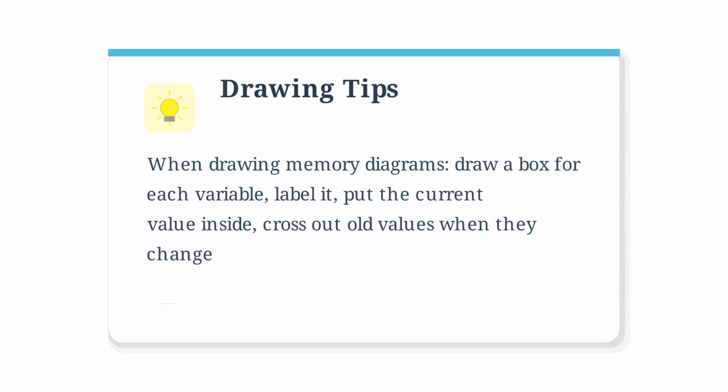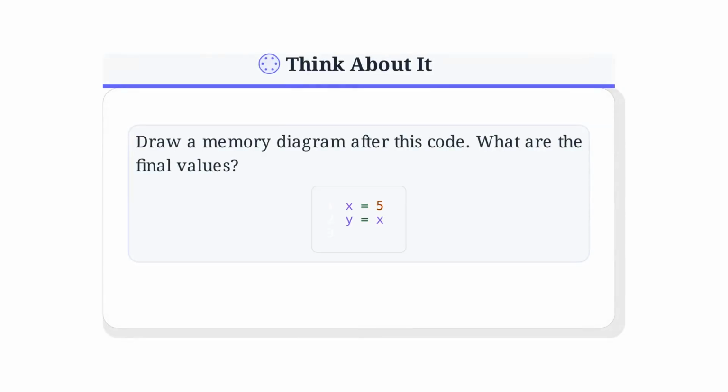When you draw your own memory diagrams, follow these tips. Draw a box for each variable, label it clearly, put the current value inside, and cross out old values when they change. It's like maintaining a photo album of variables. Challenge time. Draw a memory diagram for this code step by step. X equals 5, Y equals X, X equals 10. Think through each step and figure out the final values of both variables.